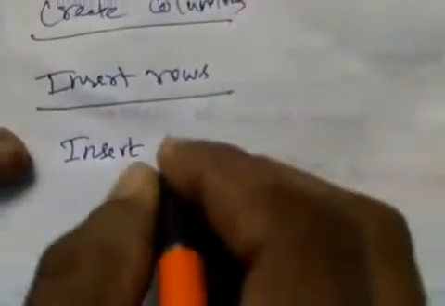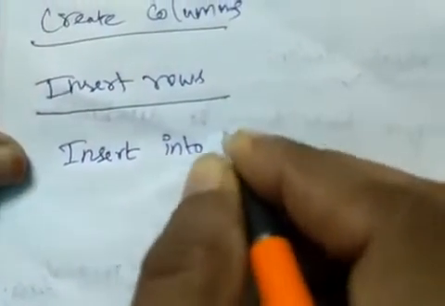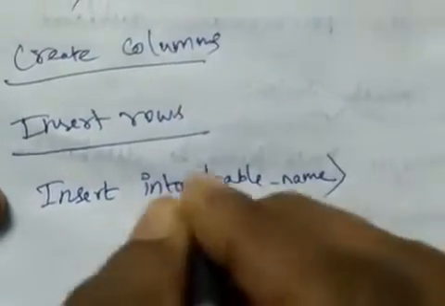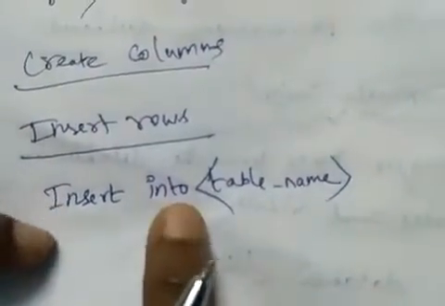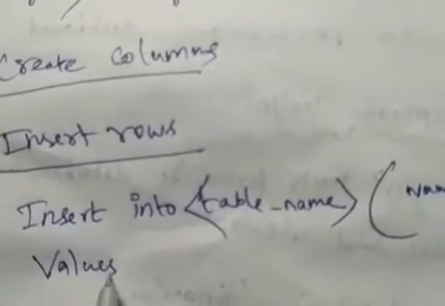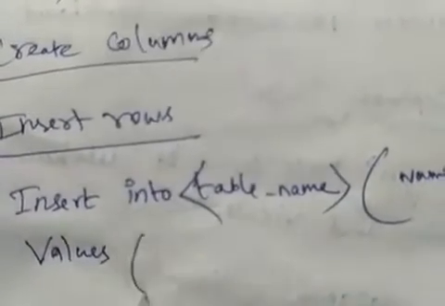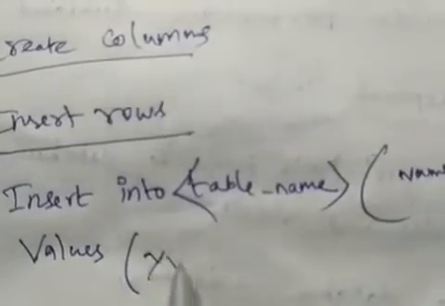Insert into table name. So here we have to specify the table name, and then we have to specify the columns. What are the columns here? Name, comma, age, comma, gender, comma, city. So these are the columns, and then here we have to use the keyword values, and then for name we have to enter YYY.